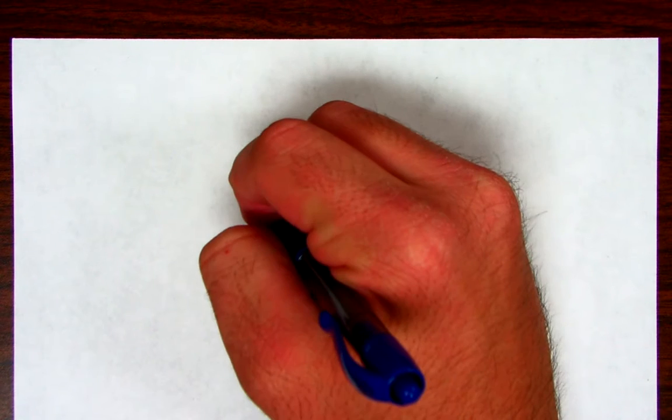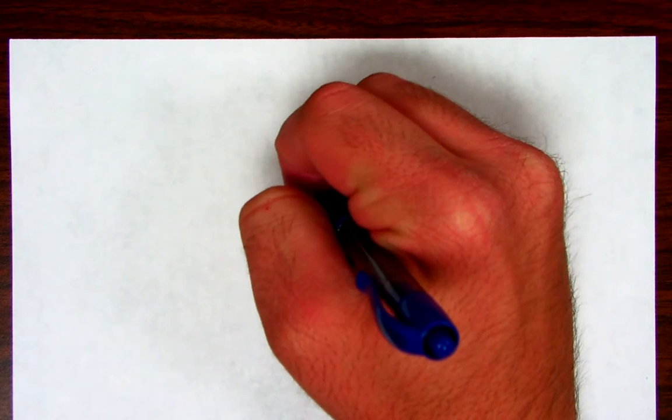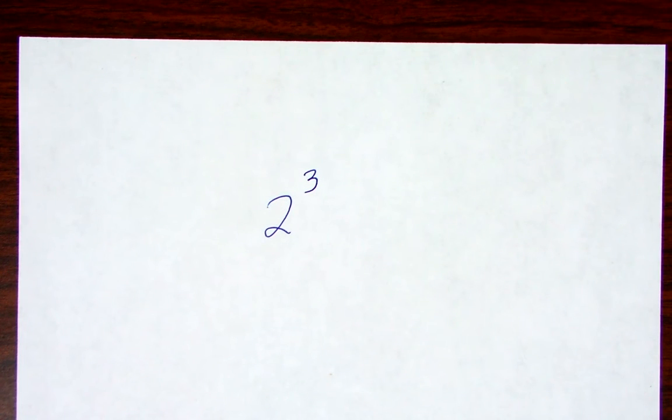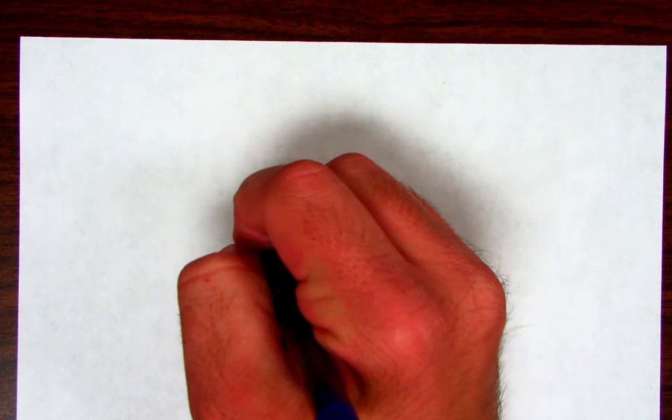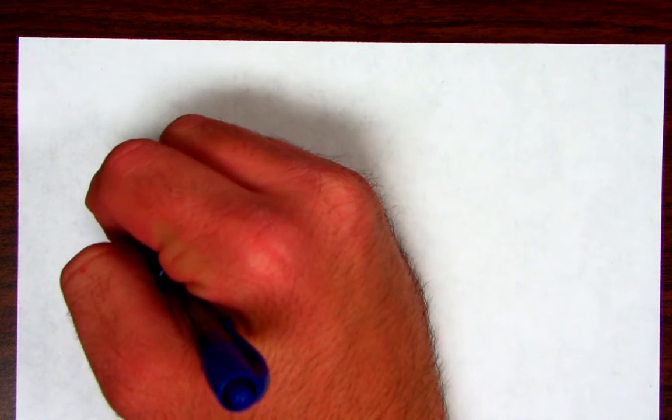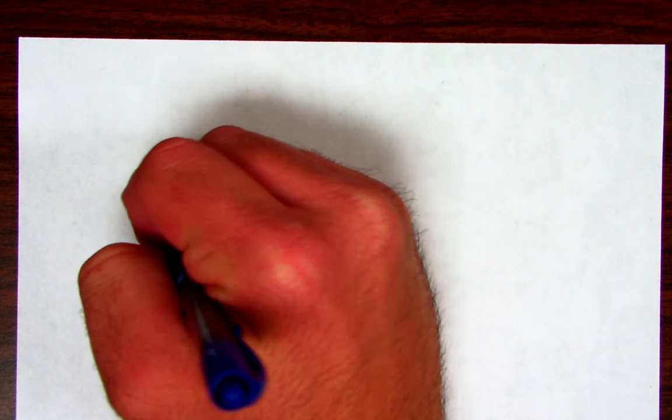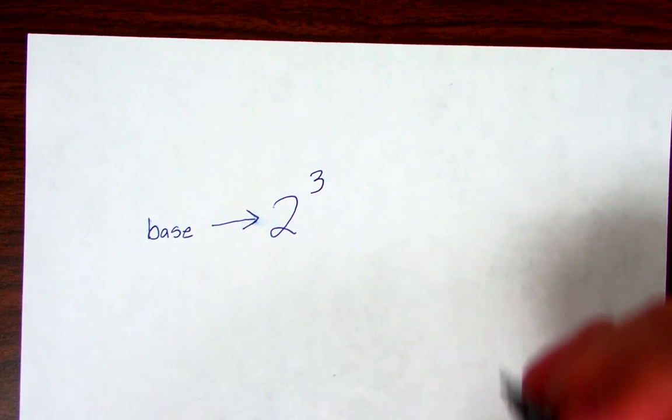I'm going to start with a quick review. So let's say we have this number right here. We have 2 to the third power. What does this 2 represent? This 2 represents my base. That's the number that's going to be repeating.